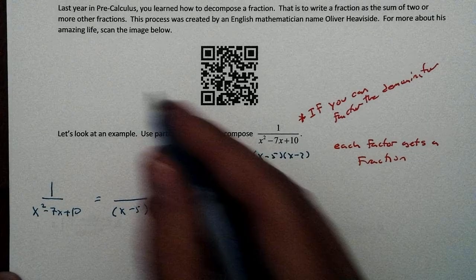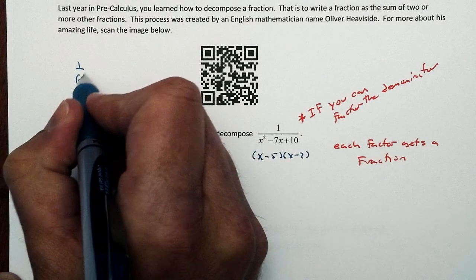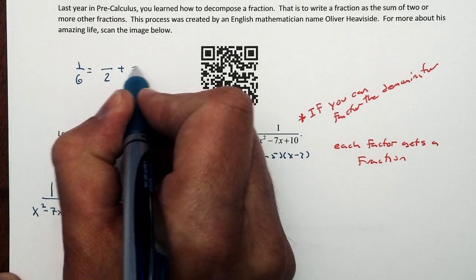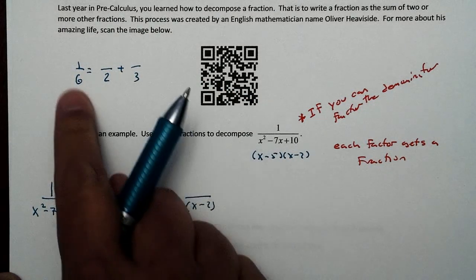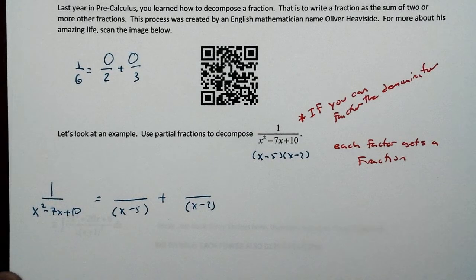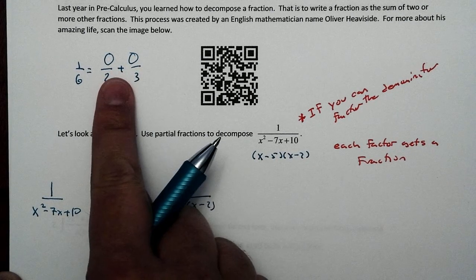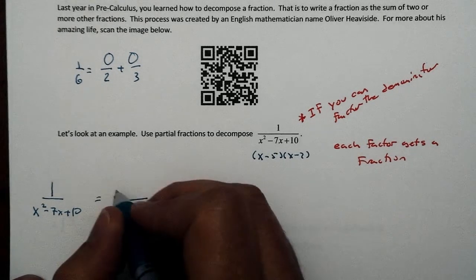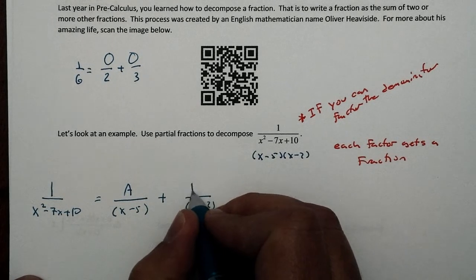We've done this in elementary school math too. For example, I can write 1/6 as the sum of two fractions, one having a denominator of 2, one having a denominator of 3. I can look at the factors. We just have to determine what goes in the numerators, or the tops of the fraction. Now, since we don't know what goes in the numerators, we give them a variable. So we'll call this one A and this one B.